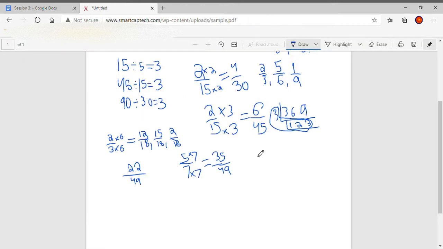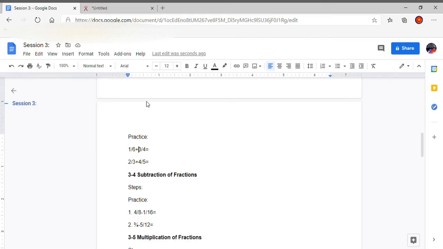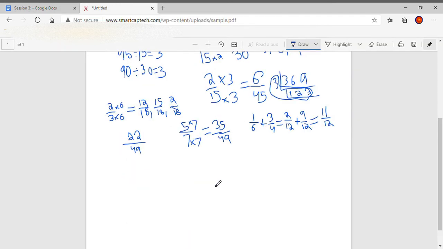So 1/6 plus 3/4. The common denominator in this would be 12. So we can rewrite this as times 2 to get 12. So times 2 this, so 2/12, plus this one times 3, 9/12. So when you add, the steps are add numerators, leave the denominator the same. So same means 12. So the answer for 1/6 plus 3/4 would be 11/12.